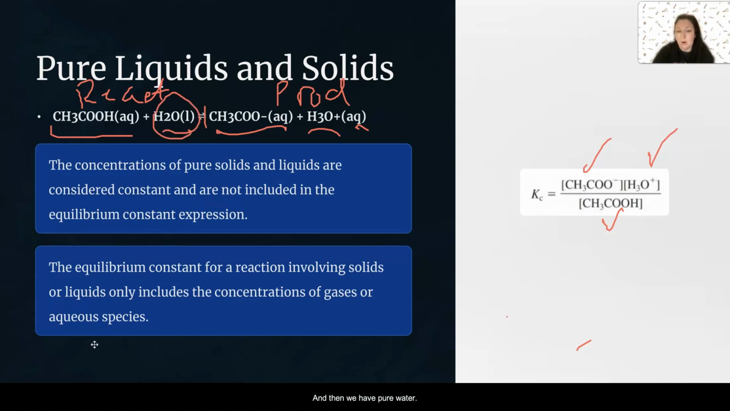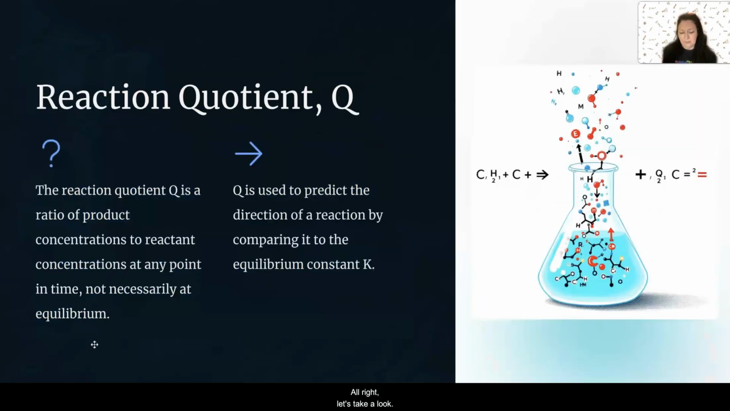And then we have pure water. Notice it's not here. Why? Because it does not go into the equilibrium expression. Only aq and only gases. That's it. Now, if this was somehow a mixture of aq and gases, they could go in there because we would still only have concentrations like molarities for them. But just be aware, no liquids and solids. They will try to trick you on that. All right. Let's take a look.